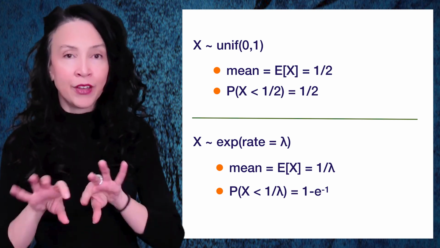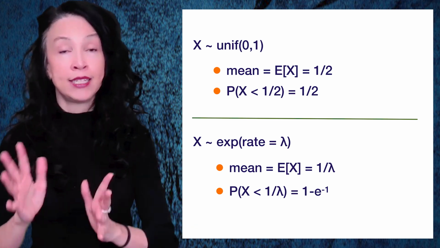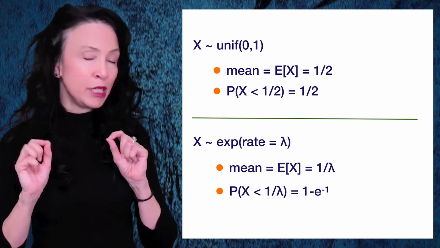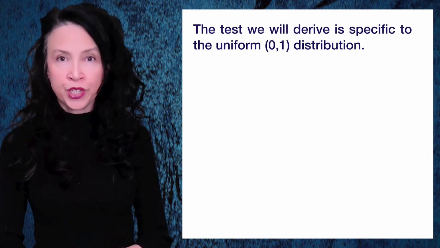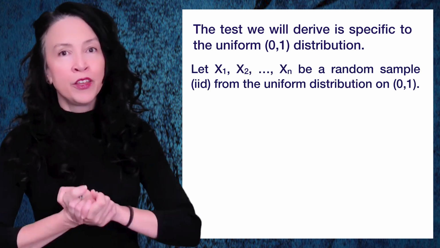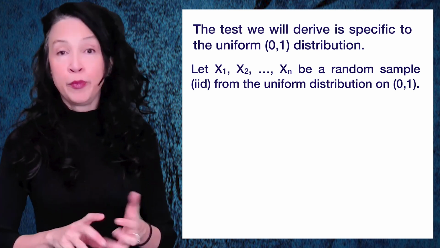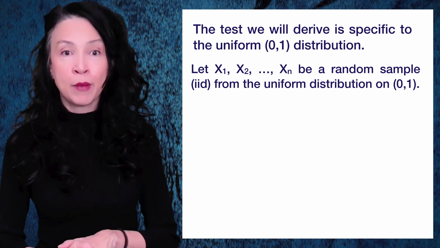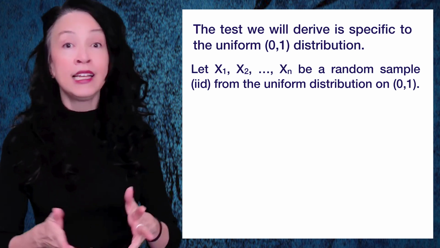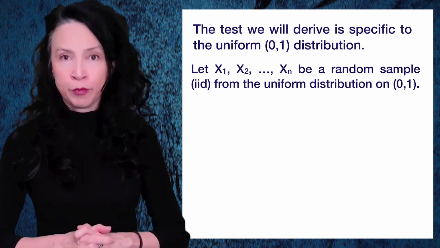A median is a value that cuts the area under the PDF in half. A mean is more like a balancing center of mass point. But back to our test, this test is going to be specific to the uniform 0-1 distribution. So suppose we have X1 through Xn, a random sample from the uniform distribution on 0-1. In a random sample, we have independence as part of that definition. So if these are truly independent and from a uniform 0-1 distribution, let's count the runs above and below the mean by using indicators just like we did before.